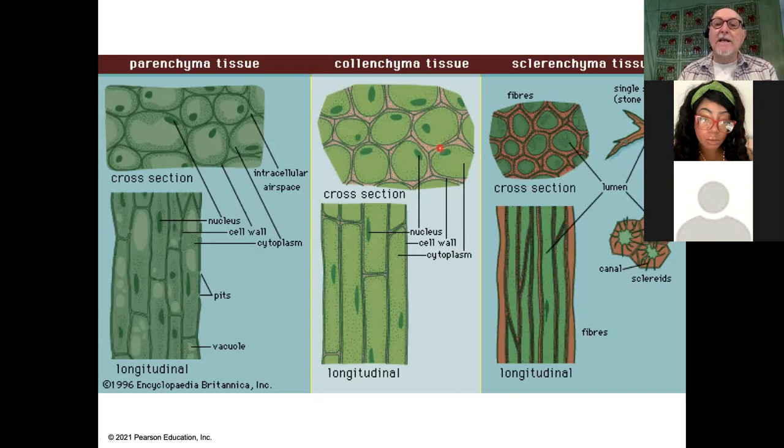Collenchyma, characteristically, is thin in some parts and thick in others. It's thick in the corners, thin at the sides, so it's unevenly distributed. There's another kind of tissue called sclerenchyma. Sclerenchyma is tissue which has been very heavily thickened, and the thickness is uniform.